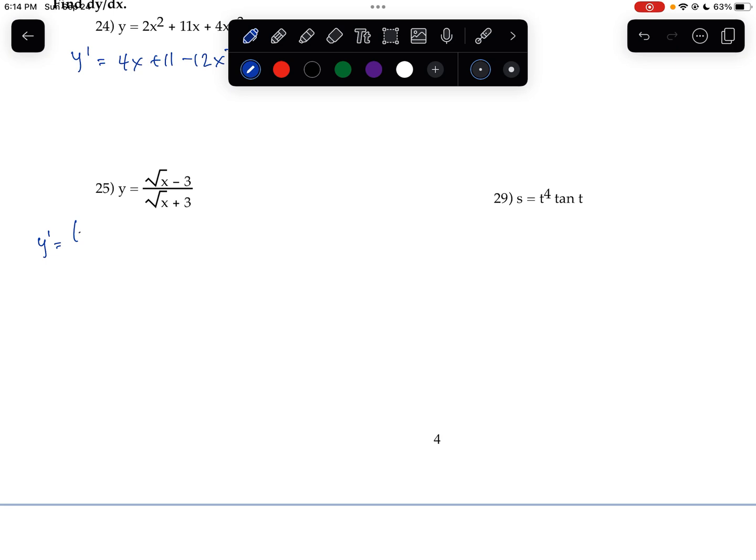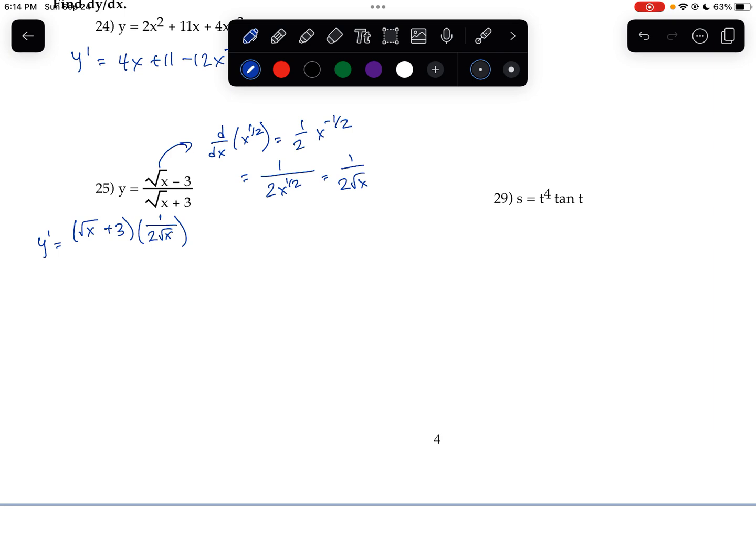So we have low d high, and the derivative of this is just going to be 0. So the d dx of the square root of x, I'm going to write it as x to the 1/2 really quickly. That's going to be equal to 1 over 2 x to the negative 1/2, which is equal to 1 over 2x to the positive 1/2, which is equal to 1 over 2 square root of x. So that's what I'm going to write here.